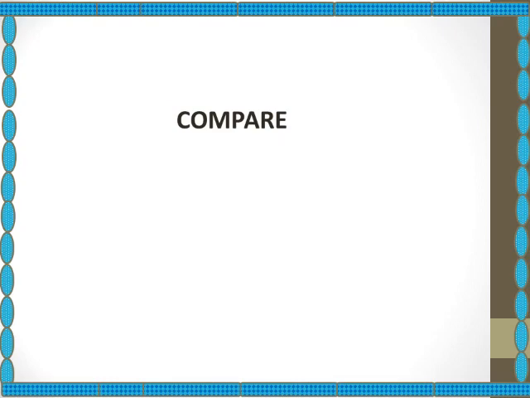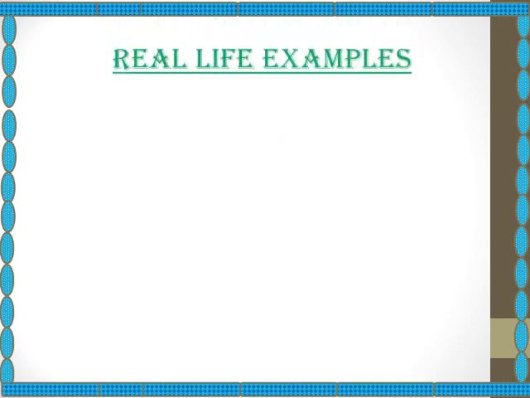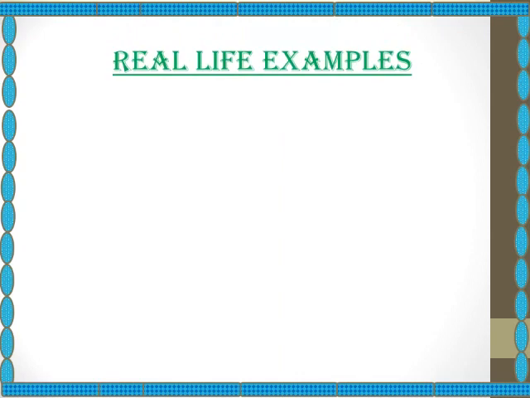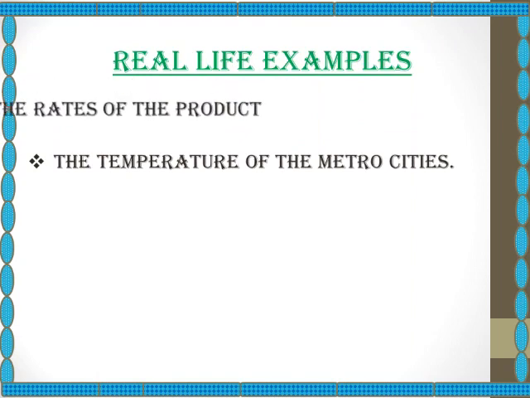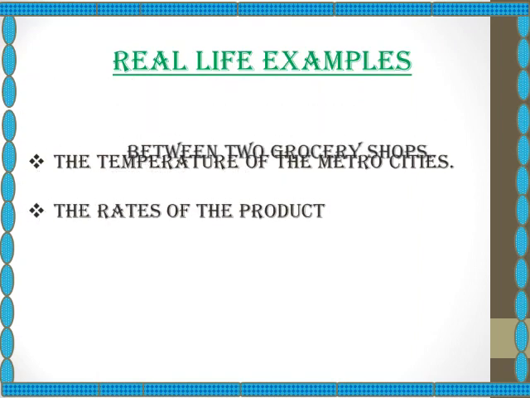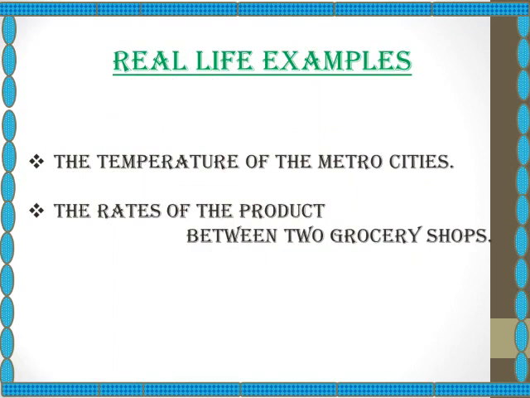So I will give you a real life example. Where do we see comparisons in real life situations? The temperature of the metro cities, the rates of a product between two grocery shops, or the height of two children in your house. Your brother and sister will be there. See, one will be tall, one will be short. So you can compare the heights. Like this you can compare in real life situations.